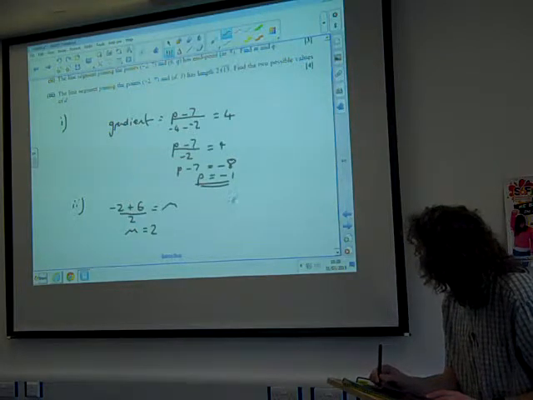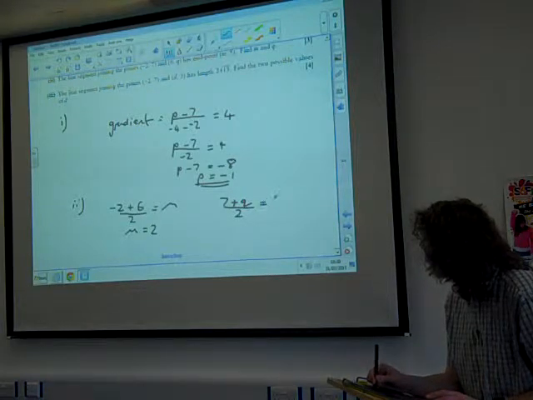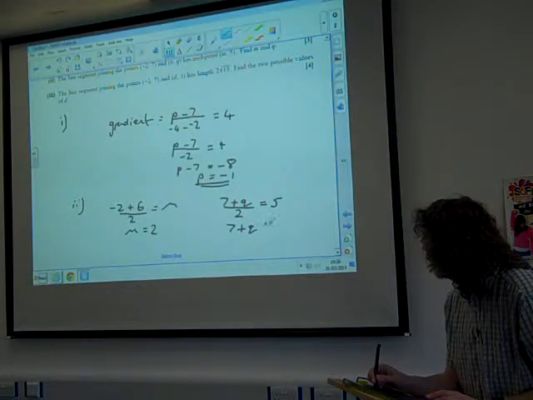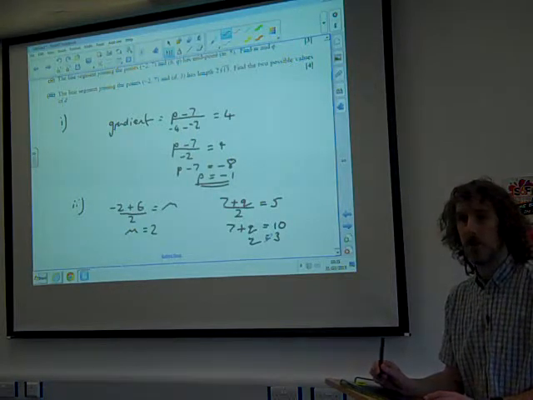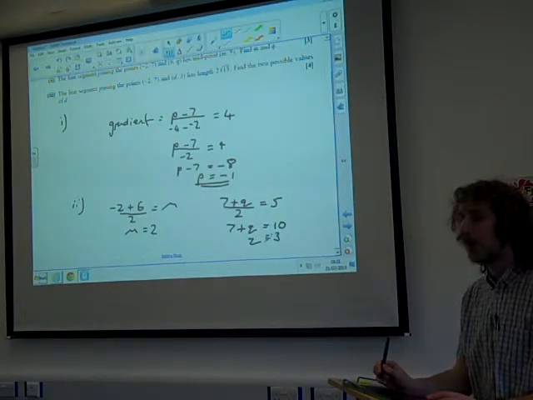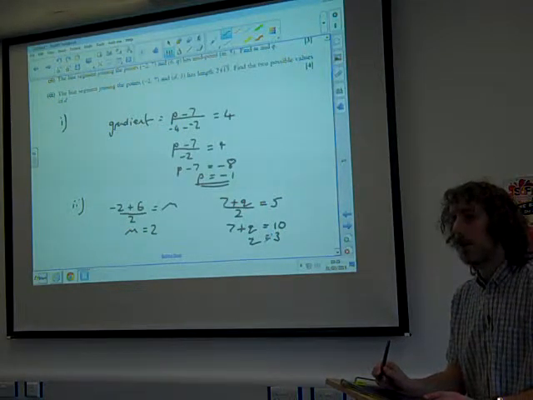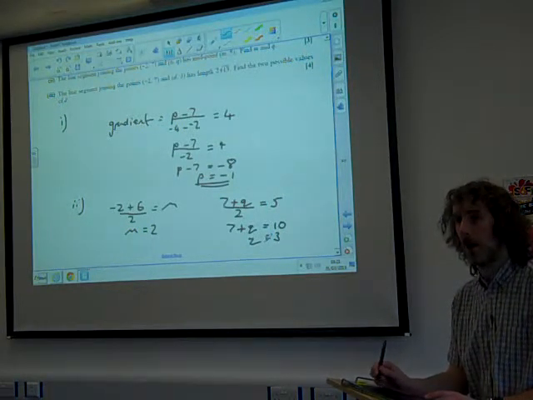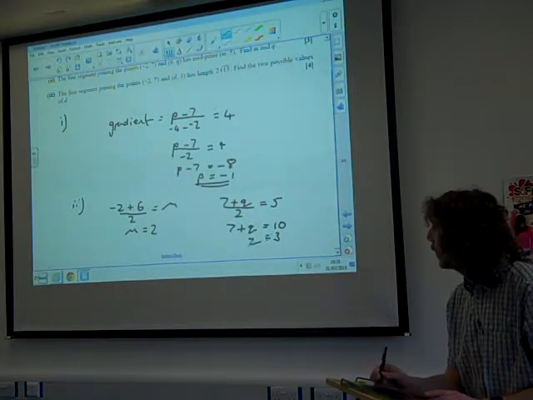And the other one, 7 plus Q divided by 2 is equal to 5. So 7 plus Q must be 10. So Q equals 3. That's 3 marks, dead easy really, just about knowing how to find the midpoint of a line segment. It's not on the formula sheet, but it is on your poster on your bedroom wall.